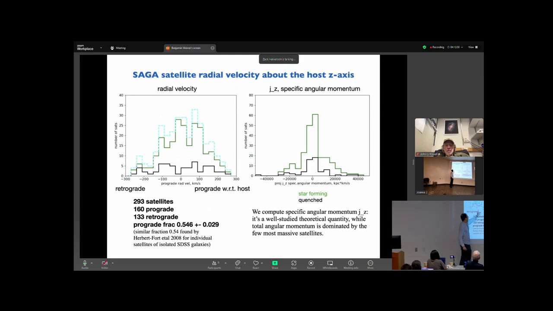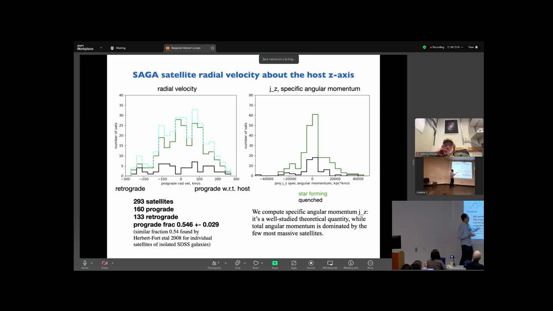Here I've got the velocity distribution as a function of radial velocity. Prograde is positive, retrograde is negative. There's a velocity histogram, and there's a lot of spread because there's a lot of both progrades and retrogrades. On the right-hand plot, I have plotted the specific angular momentum. That is the radial velocity times the distance along essentially something parallel to the major axis. So that's the specific angular momentum, and it doesn't have the mass in it. If you put the mass in it, then everything winds up being dominated by the few most massive satellites. This specific angular momentum is a theoretically very well-studied quantity for dark matter halos and so on and so forth.